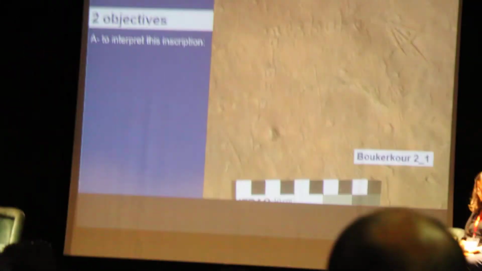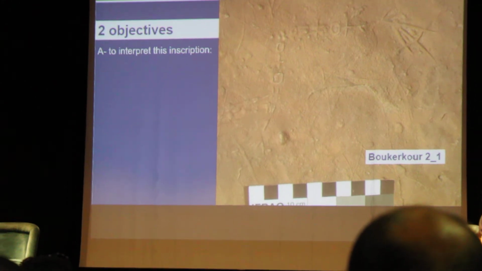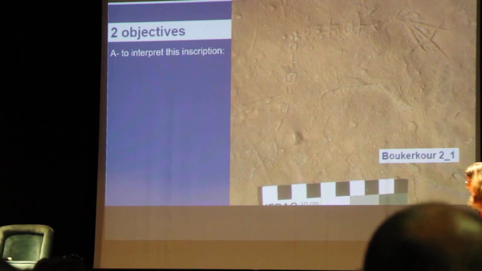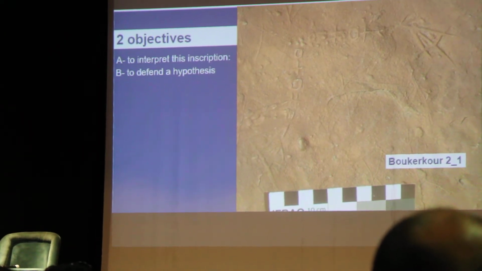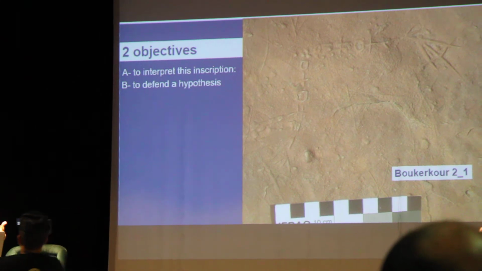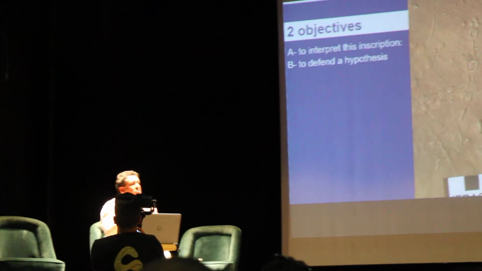The first one is simply to interpret this inscription that you can see in front of you. I'd like to share with you what I think it means. And my second objective is to argue that what we can see in the inscription is in fact an instance, an example of what I would call a diagon.